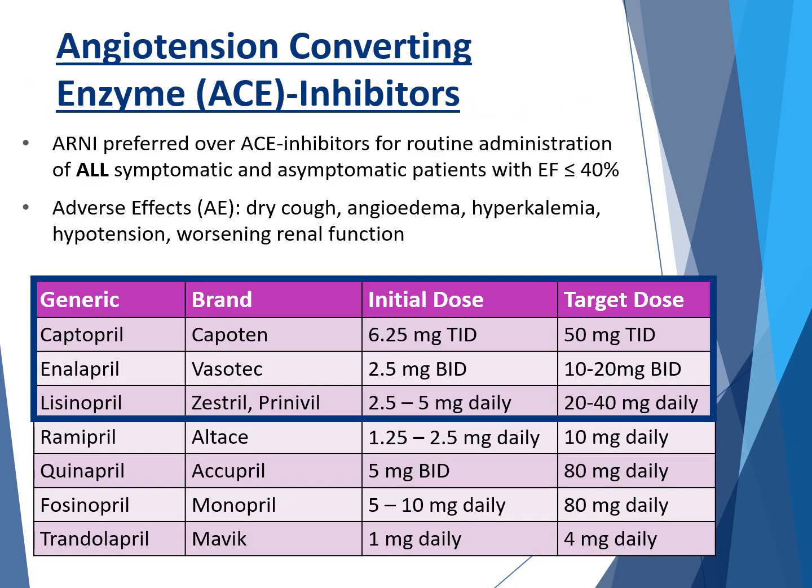Talk a little bit about each of these classes. So first with our ACE inhibitors, again, it should be added in all of our patients with heart failure with an EF of less than 40%. I put a little blue box around the three that you'll probably see most often, captopril, enalapril, and lisinopril.